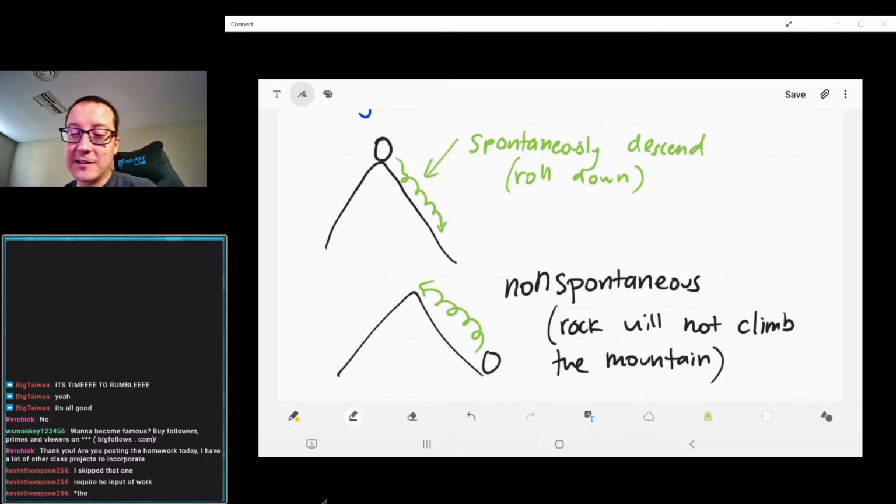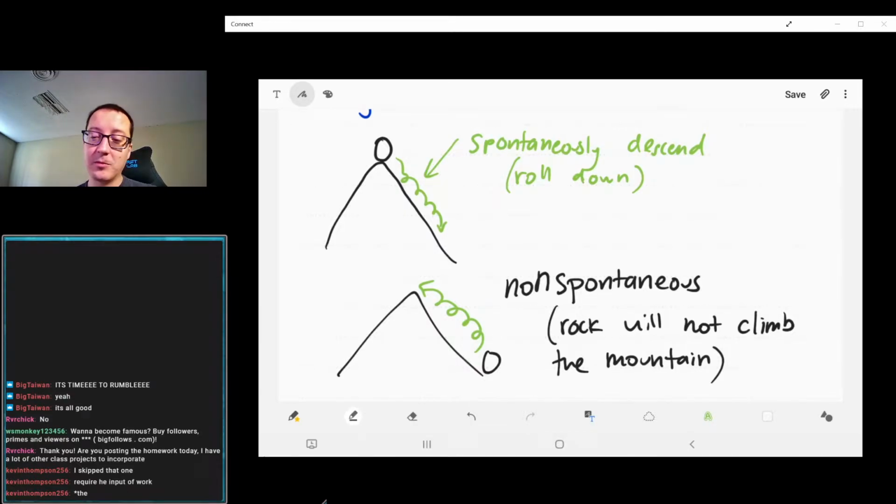Spontaneous things like this rock going down the mountain can happen very quickly, right? The rock tumbles down, 10 seconds later it's at the bottom of the hill. But something like iron rusting is a process that's not visible. We can't see rust forming in real time. We look out a week later and poof, the thing is covered in rust. That's a spontaneous process too. So it has nothing to do with the rate of reaction, but it does tell us if it will happen by itself or not.